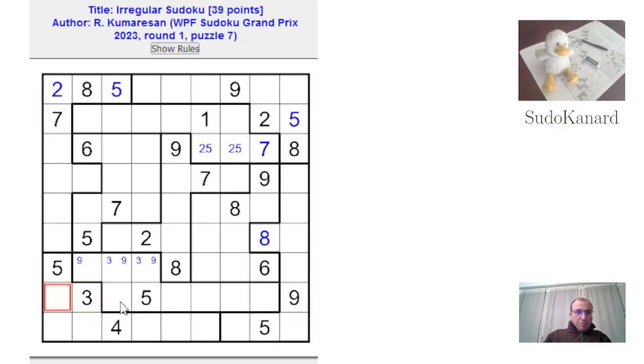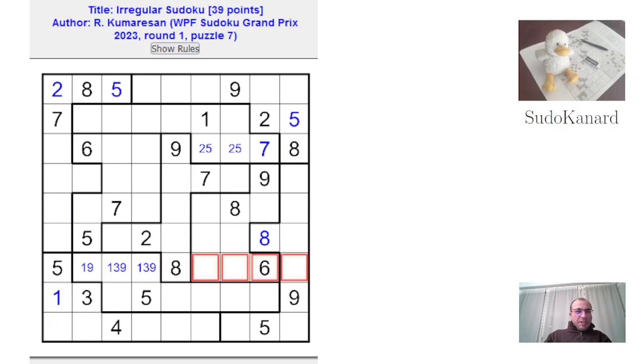So this digit must be from 1, 6, and 8. But then 6 and 8 here, so 6 and 8 are also not in here, so they are also not in here, so this digit must be a 1, and here we get a 1, 3, 9 triple, with 3 excluded from this position.